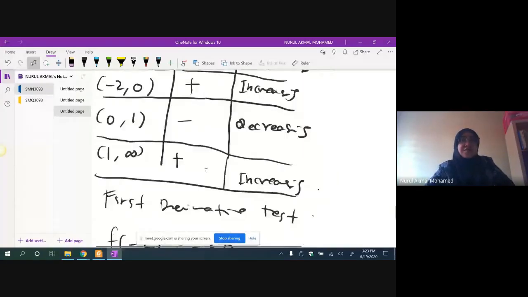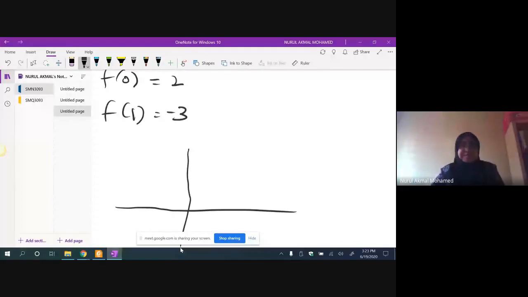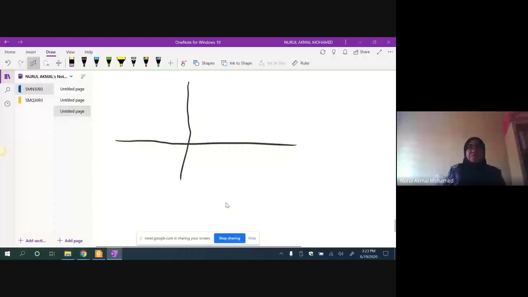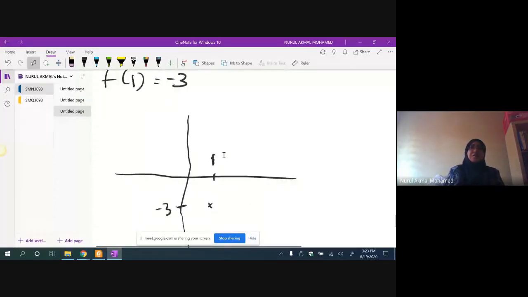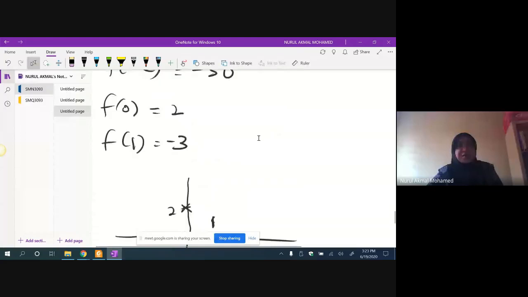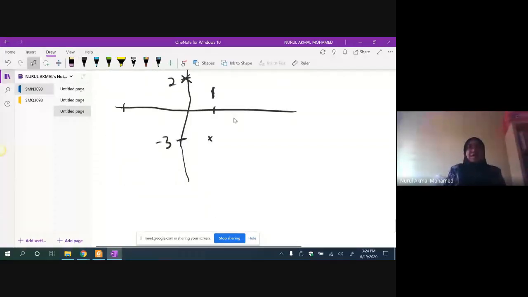So let's try to plot the points. You have 1, negative 3. And then what? 0, 2. 2 somewhere here. Then you have negative 2, negative 30. Let's say you have negative 30 somewhere here. So these are the points.